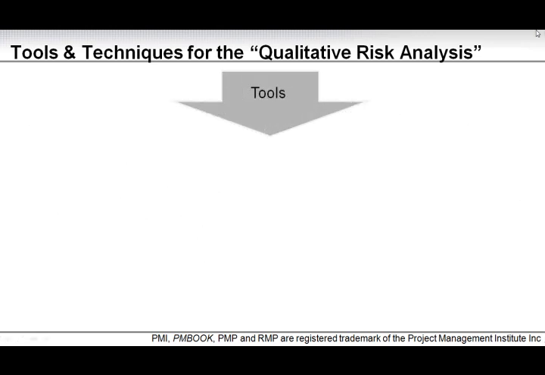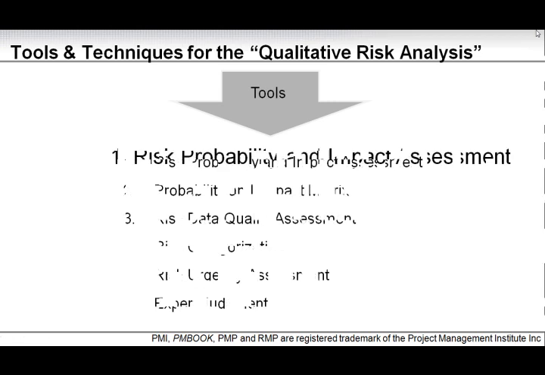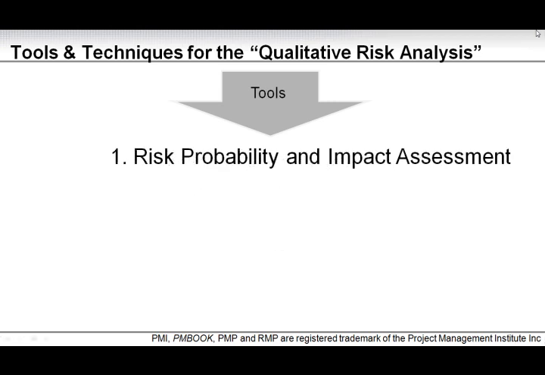So with all that input now at hand, let's look at the tools and techniques we are going to deploy to get our qualitative risk analysis done. We have 6 tools and techniques: risk probability and impact assessment, probability and impact matrix, risk data quality assessment, risk categorization, risk urgency assessment, and expert judgment. So let's look at them one by one as well.